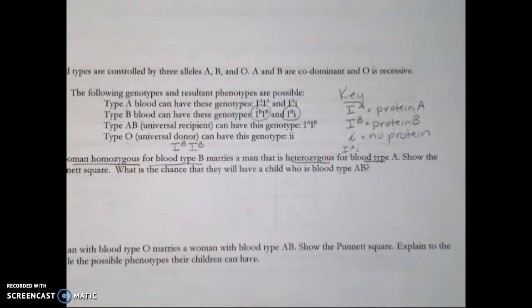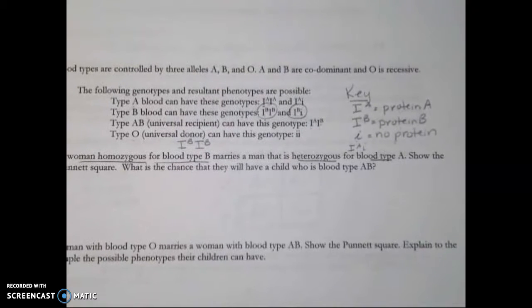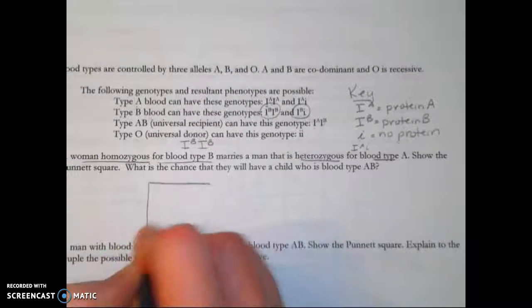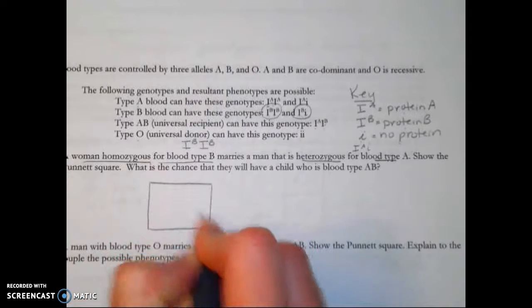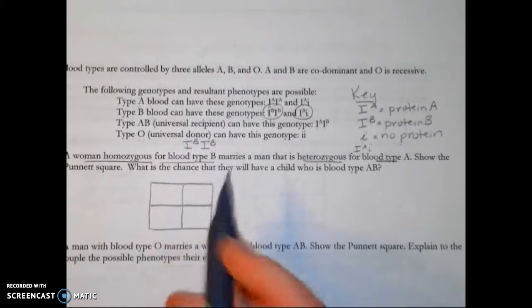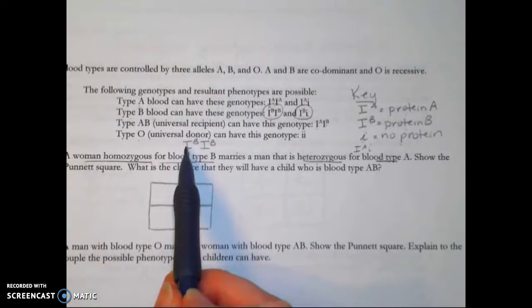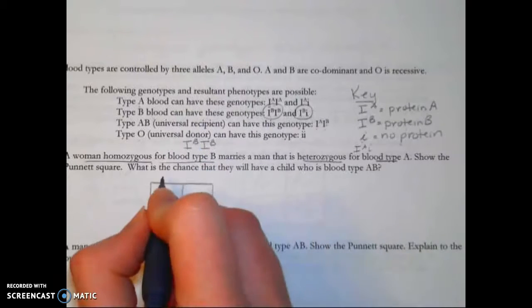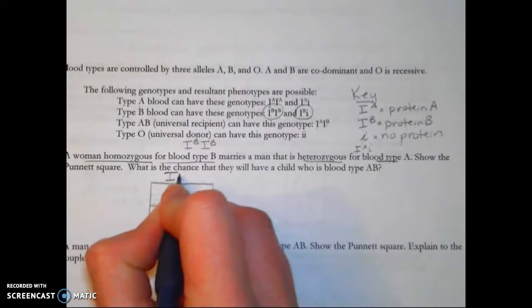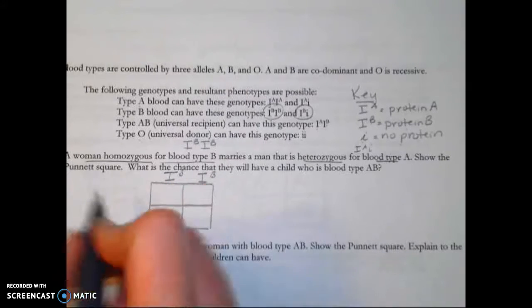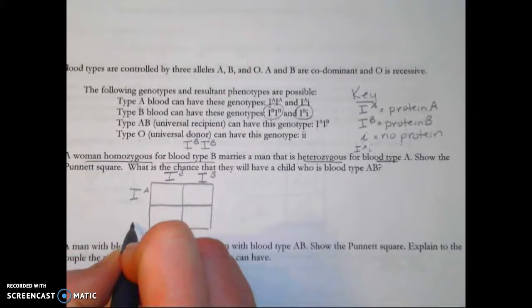We're going to show our Punnett square and the chances that the child will be type AB blood. We're going to set up our Punnett square like normal. I have my key up top, and I'll just leave it there. These look a little different because now we have both the I and the superscript that we need to bring down. We're going to put our first genotype, I^B, and then our second genotype, I^A, and then our little i.